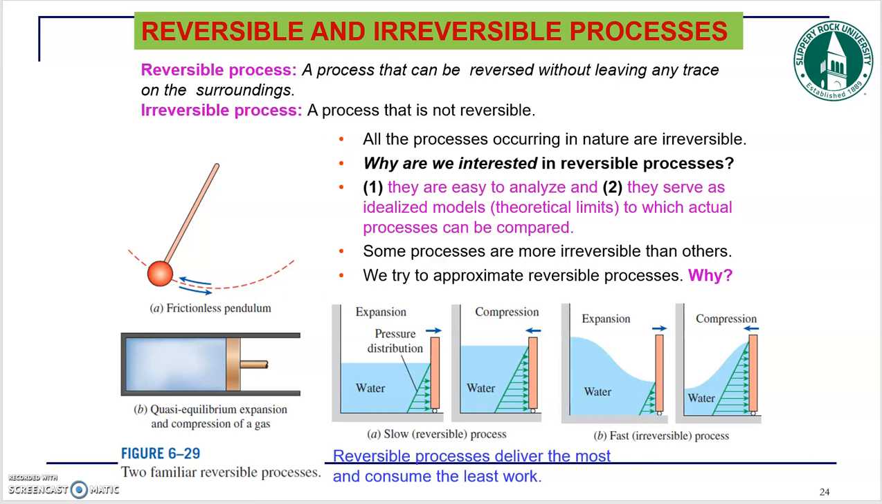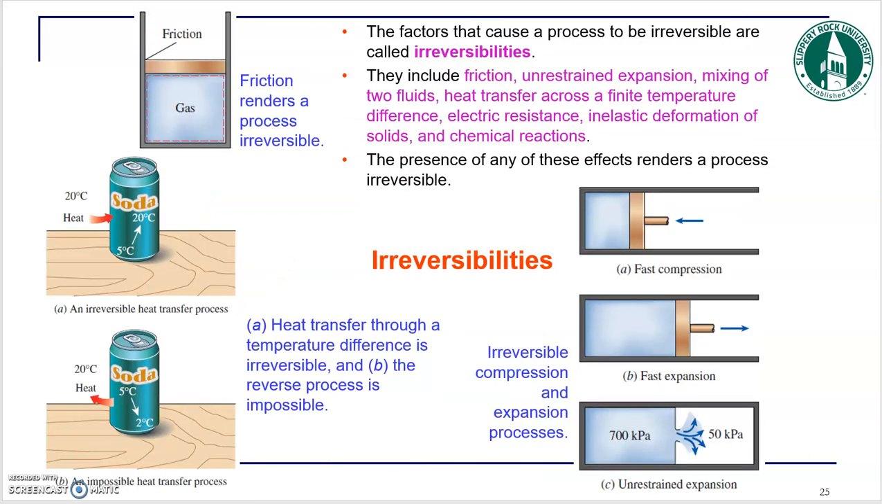So what types of inefficiencies do we have? For example, friction is one of the irreversibilities. Heat transfer across a finite temperature difference, or mixing of two fluids that you cannot separate. Electrical resistance, chemical reaction. You can see the list here, the list of irreversibilities, right? So we don't have these complications in a reversible system, and they are easy to analyze.